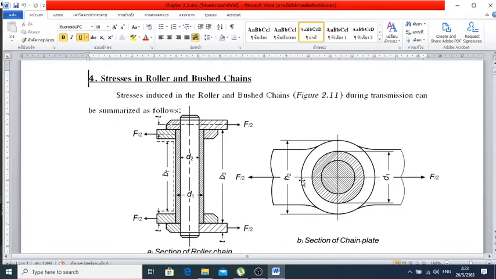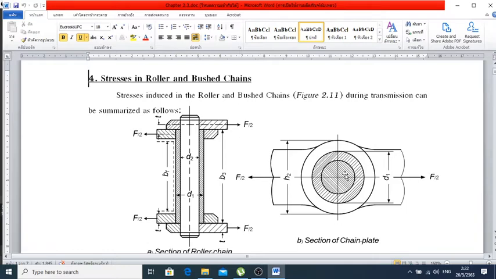Okay, let's go to section 4, stresses, erosion, and bush chains. Typically, this is the mechanical drawing of the sections of the roller chains. We have the diameters of the bush, and D1 and D2 are going to be the diameters of the pin. Then we have F over 2 at the top, and in the plate is F over 2 again, and the length over is P3.